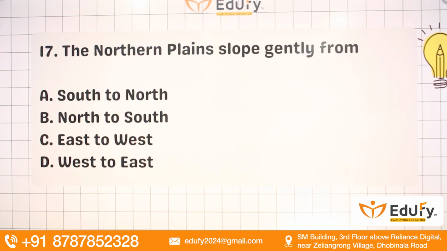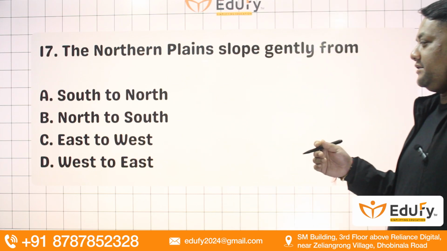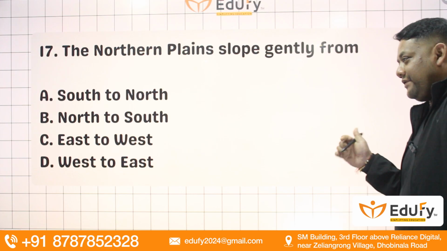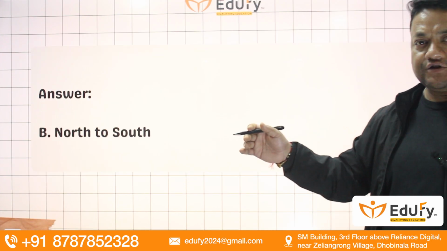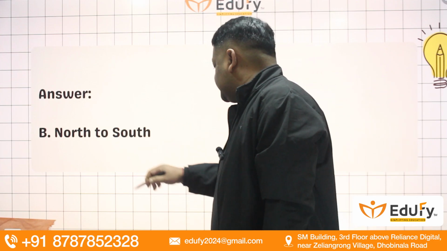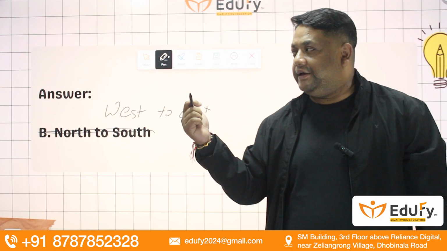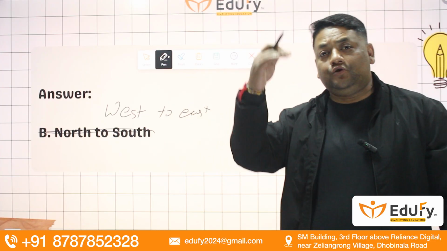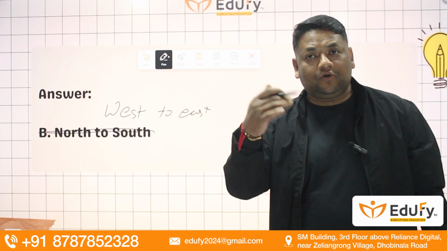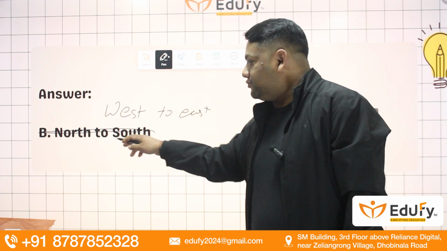The northern plains slope gently from south to north, north to south, west to east, or east to west. All right, so the right answer here is west to east. The slope goes from west to east. But here they have given north to south. You can correct it to west to east in terms of going from Punjab towards the east. But if you are coming from north to down, from the Himalaya towards Kanyakumari, then you can say north to south.